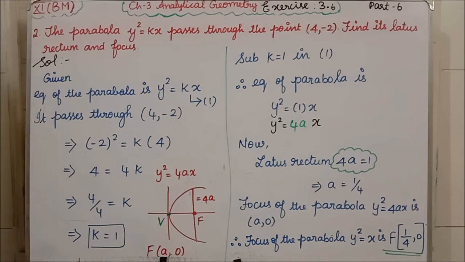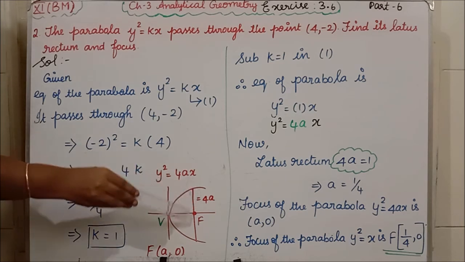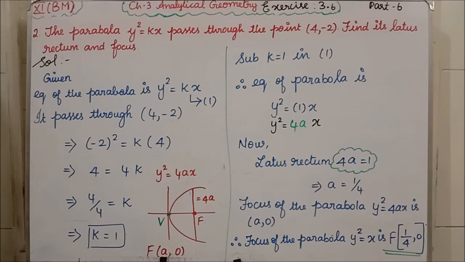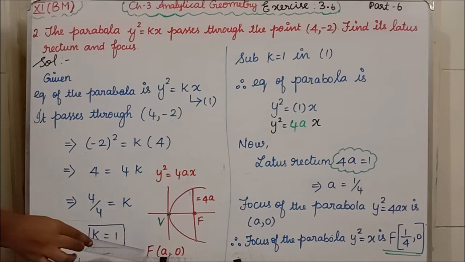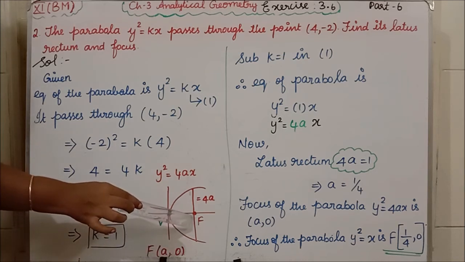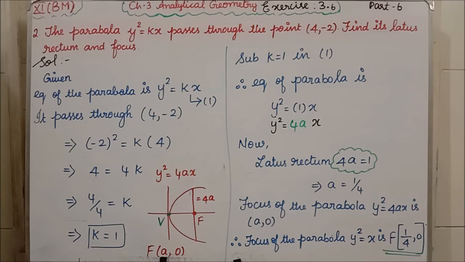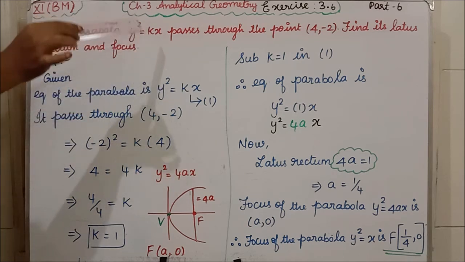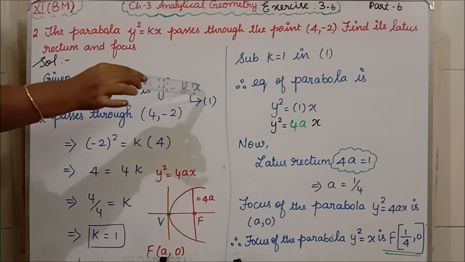Clear students, now you know this is the focus and this is the latus rectum. I told you that for all of them, open upward, open rightward, open leftward, open downward, the length of the latus rectum is 4a. Now what is the focus for an open rightward parabola? The focus is a comma 0. Clear?